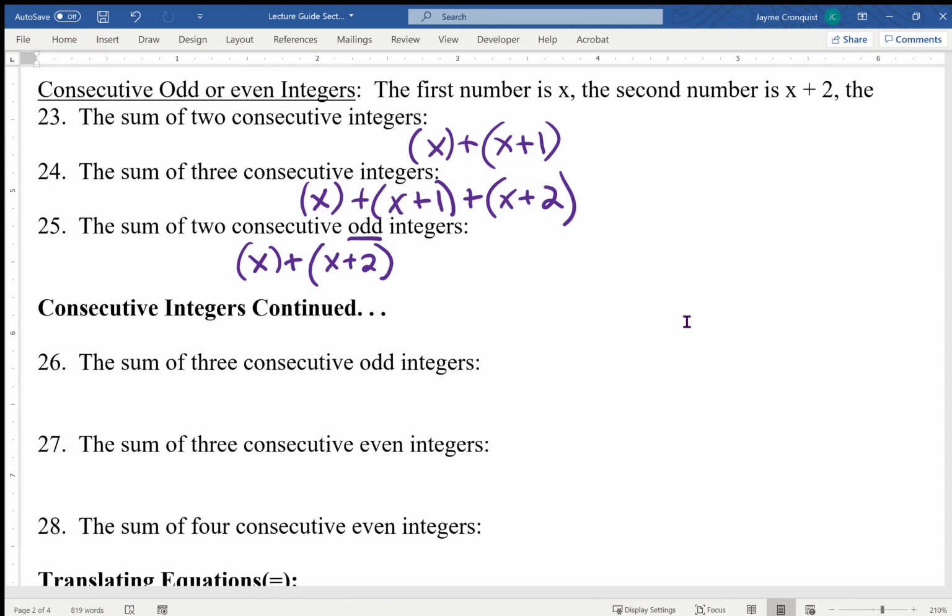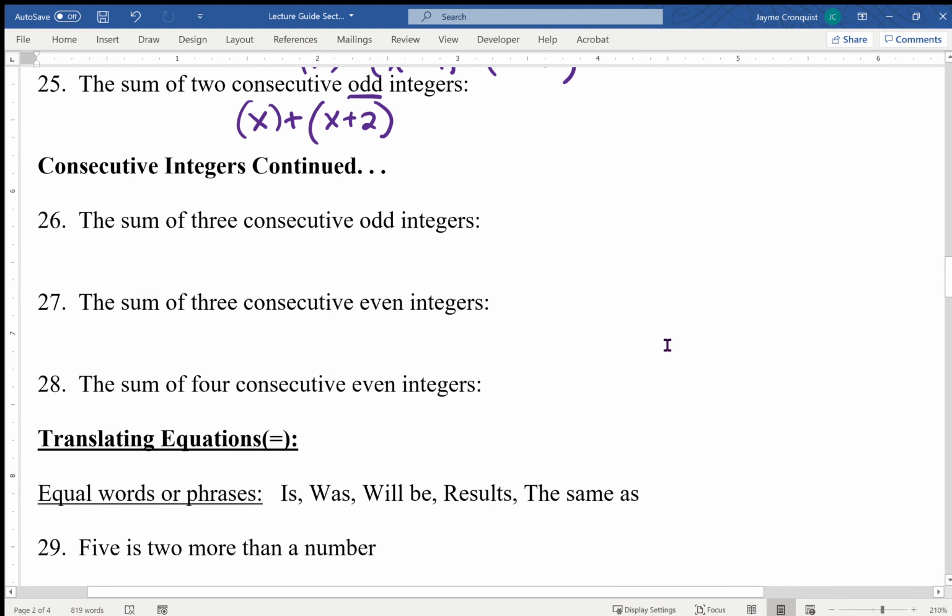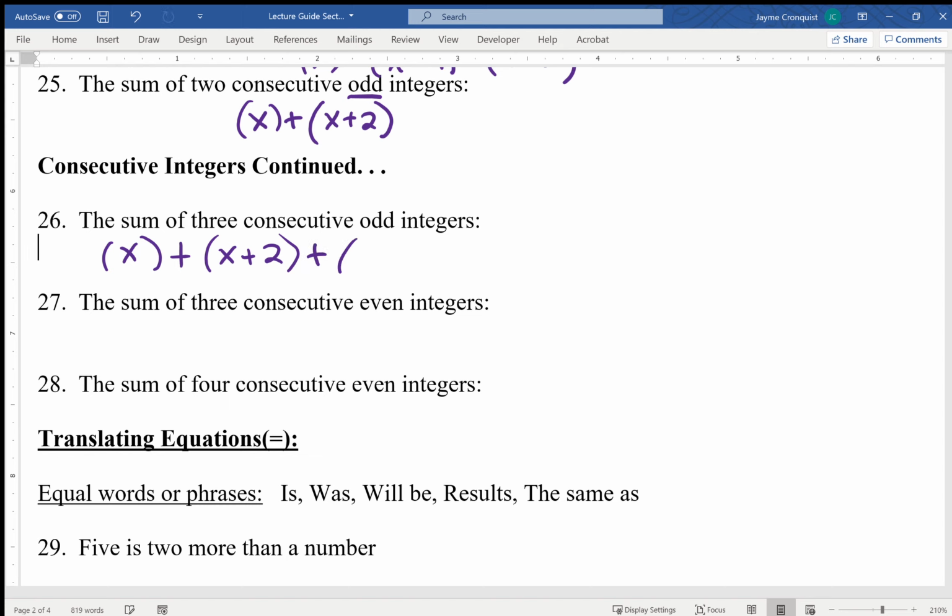All right, consecutive integers. It's the sum of 3 consecutive odd integers. So again, x plus x plus 2 plus x plus 4. And we just keep going up by even numbers, by 2s, 2, 4, 6, 8. The sum of 3 consecutive even integers.